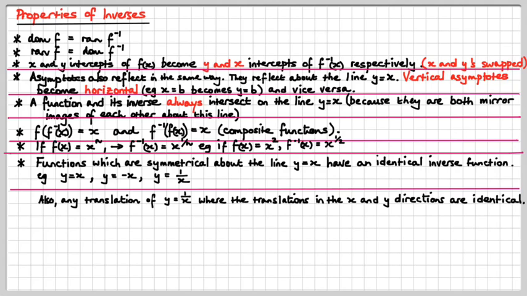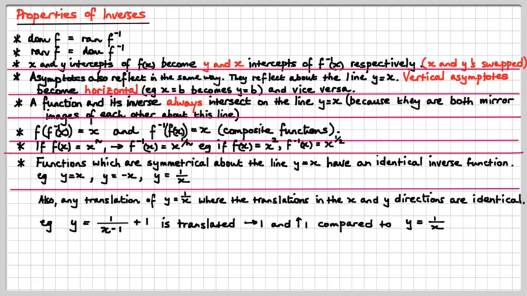Now, this is a pretty interesting little twist to this. Any translation of the graph y equals 1 over x, where the translations in the x and y directions are identical in size and sign, plus or minus. To give you an example, y is 1 over x minus 1 plus 1. That's been translated plus 1 unit in the x direction and plus 1 unit, in other words identical, in the y direction compared to y equals 1 over x.